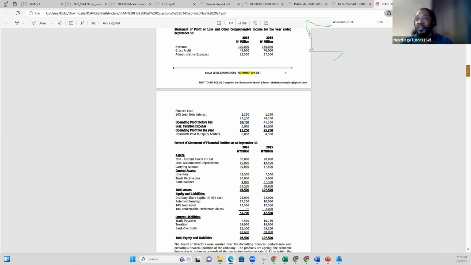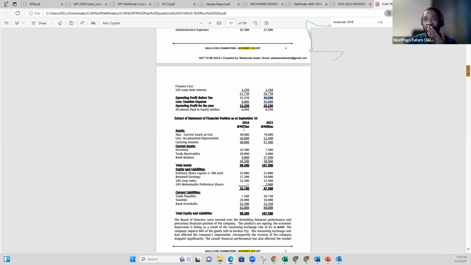22,500. Very simple. So this one as well, I'll pick my 41,250 and add back interest, and that should give me 42,500 as well. So that's for EBIT.